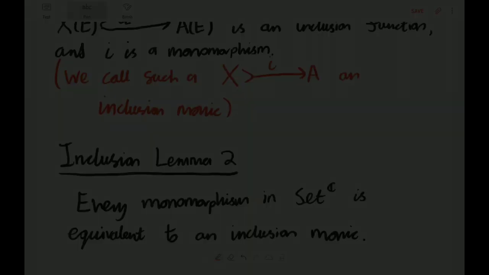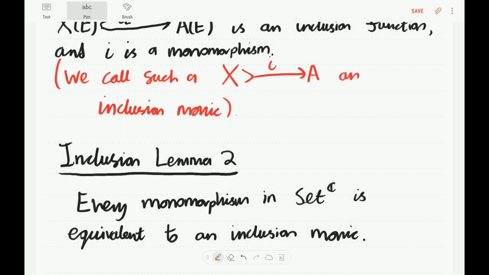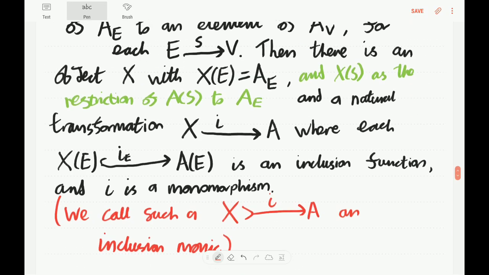And the inclusion lemma 2 essentially says that every monomorphism is equivalent to something of this form in set to the power of C. So it's a very powerful result, really.